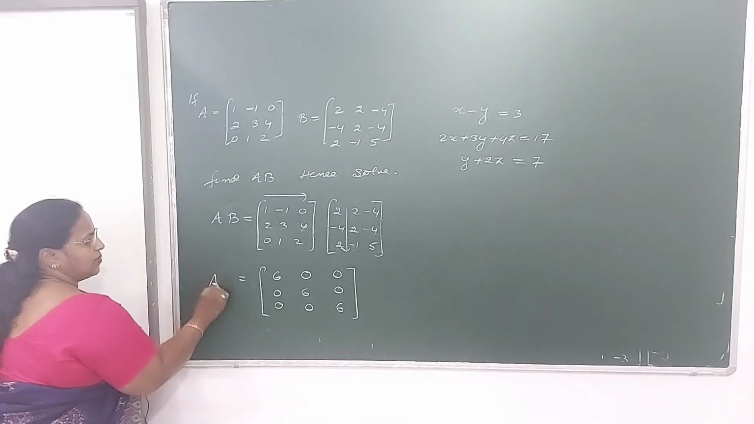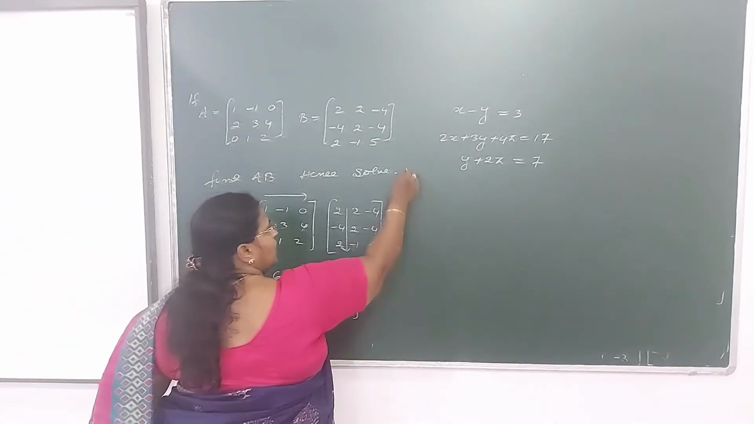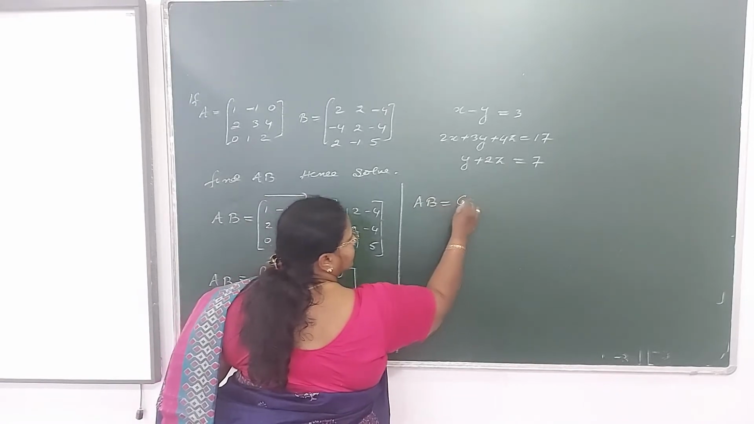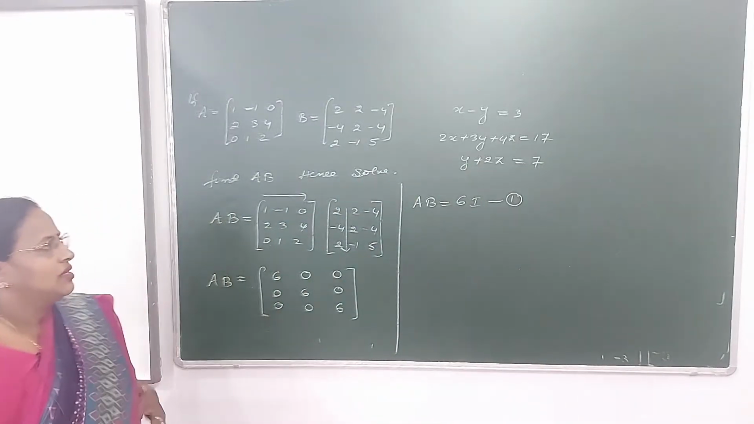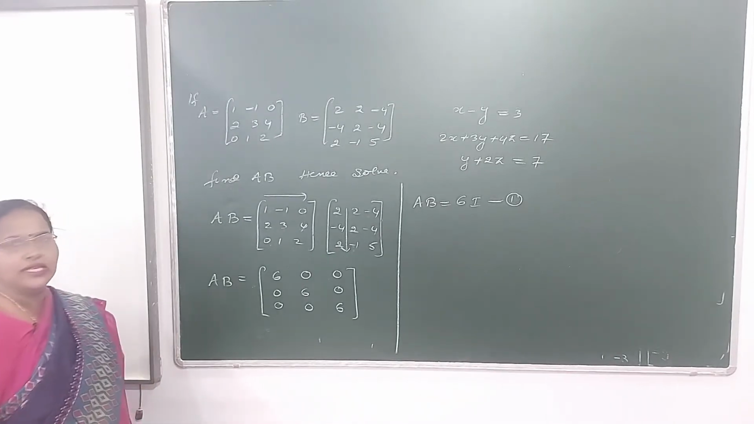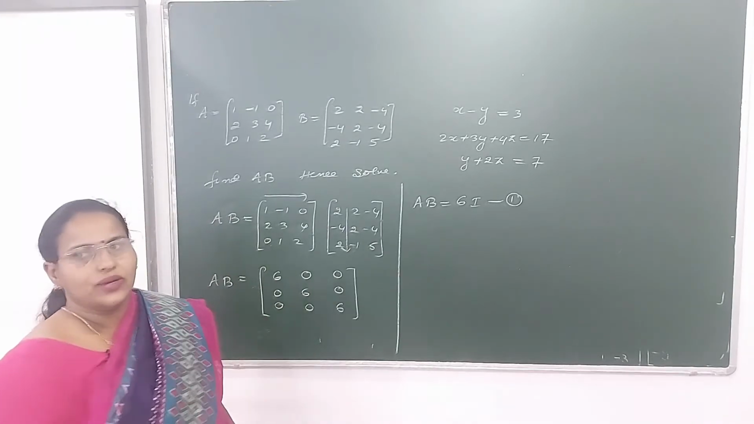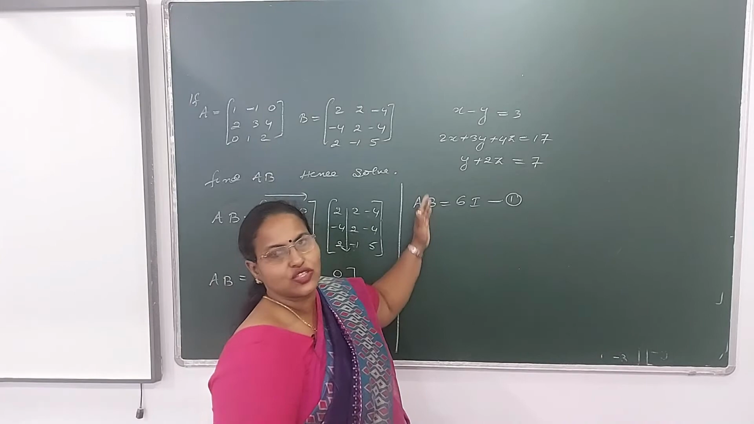Now see the product, what are we getting? AB is equal to 6 times I, and let it be equation 1. Is that okay? So A into B is equal to 6 times I and let it be equation 1. Okay. Now what to do? You have to use this result for solving this.